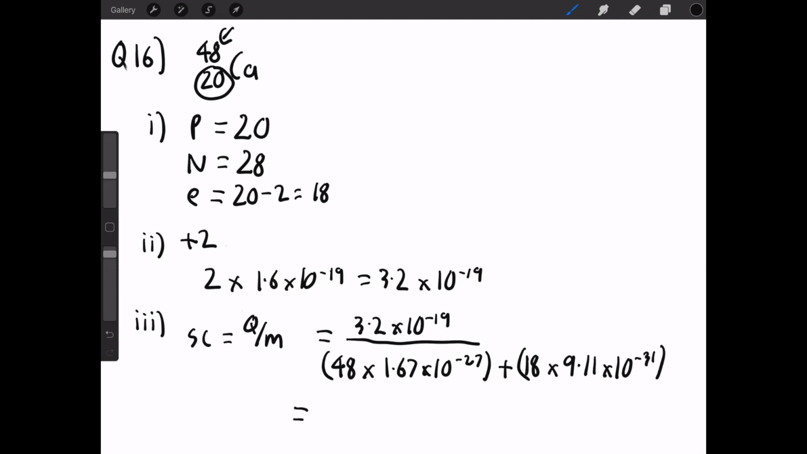That will give us about 4.0 times 10 to the power 6. And don't forget our units, coulombs per kilogram.